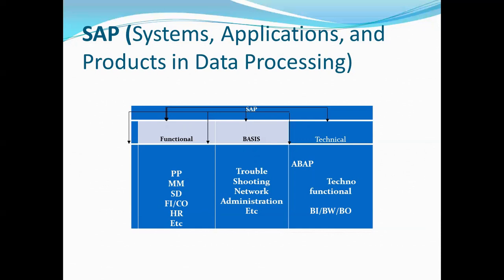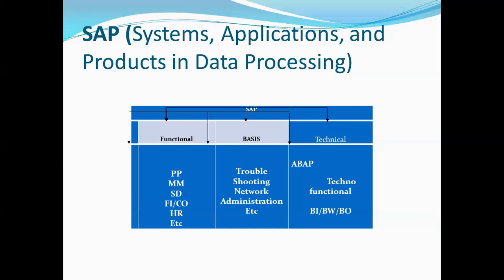On the technical side, we have two types of module. One we can say is pure technical, that is ABAP. And the second one is called techno functional, that is BI, BW, BO. And BW for HANA, you can include it. So these are the tools basically for techno functional. So we are learning here the techno functional. I'm just giving a brief.